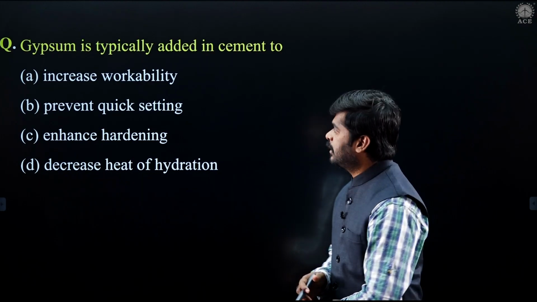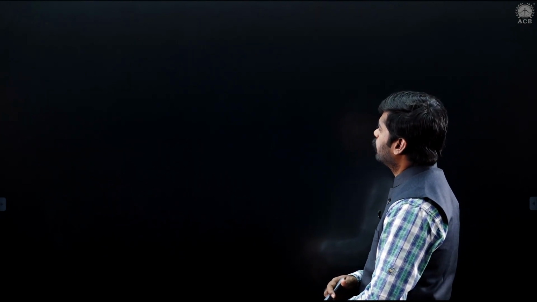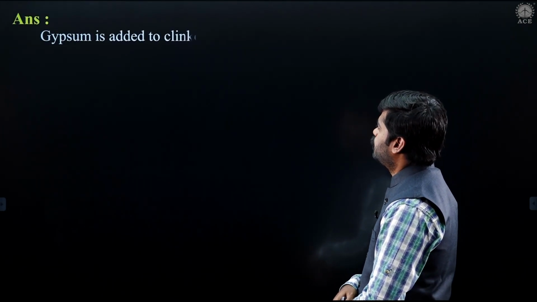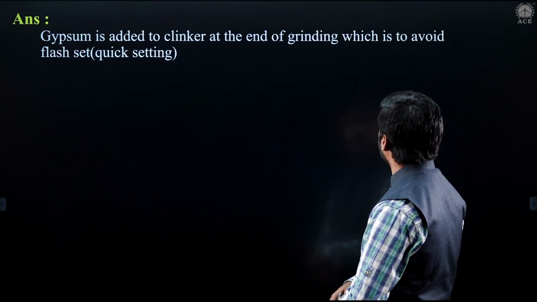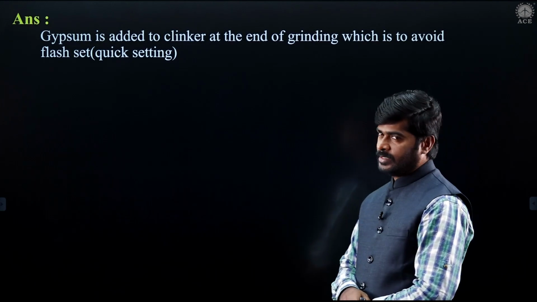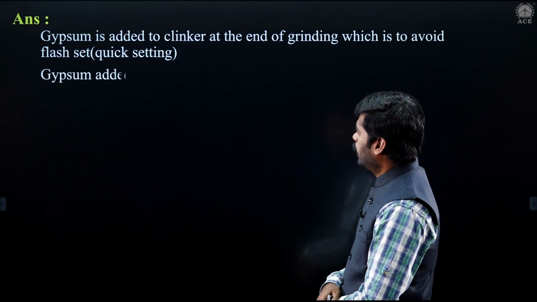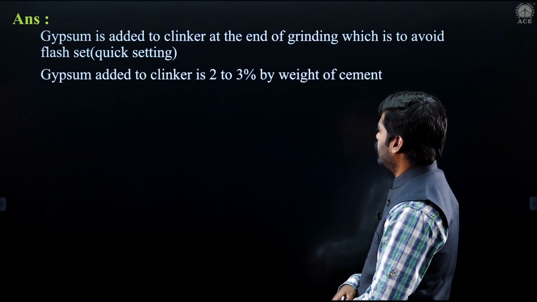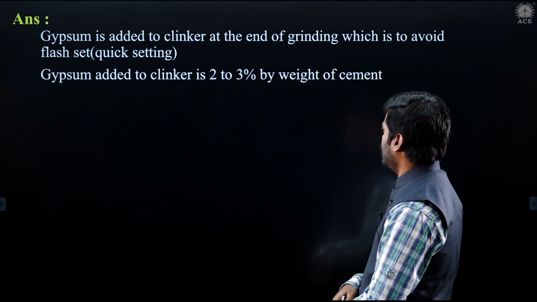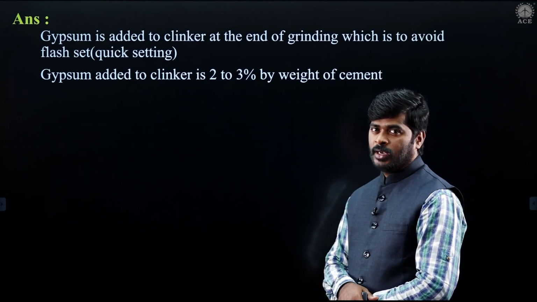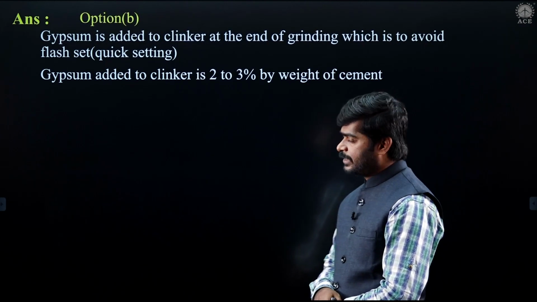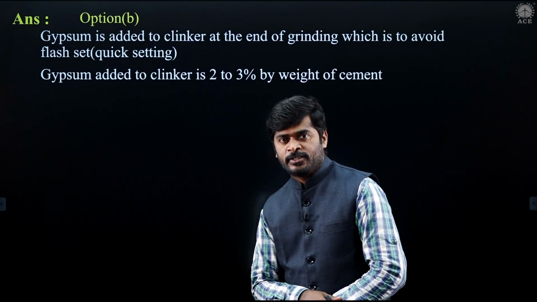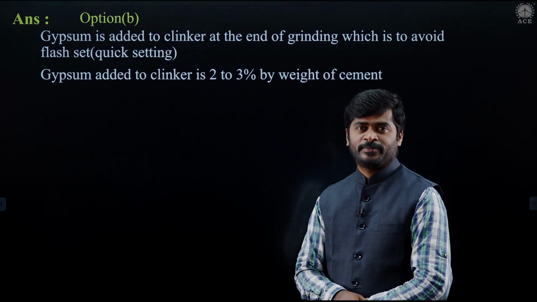Okay, let us see. Gypsum is added to clinker at the end of grinding, which is to avoid flash set, that is quick setting. Gypsum added to clinker is 2 to 3% by weight of cement. Now, which option is correct? Option B is correct. Among the given options, option B is correct.